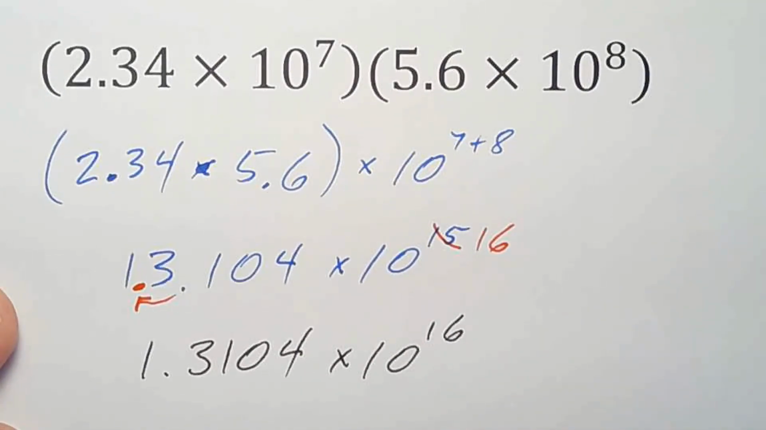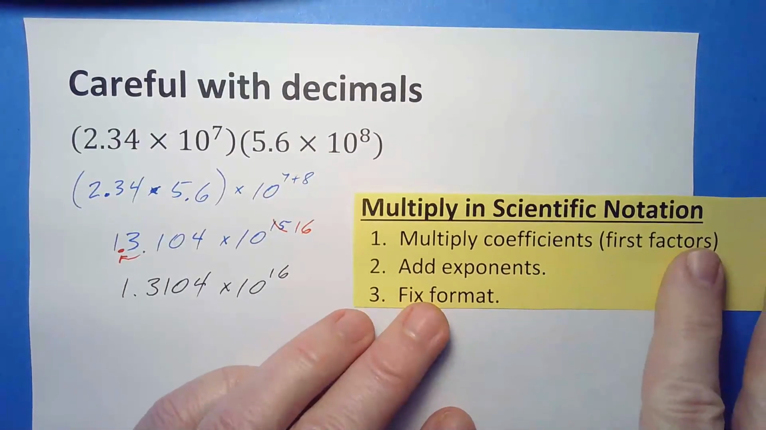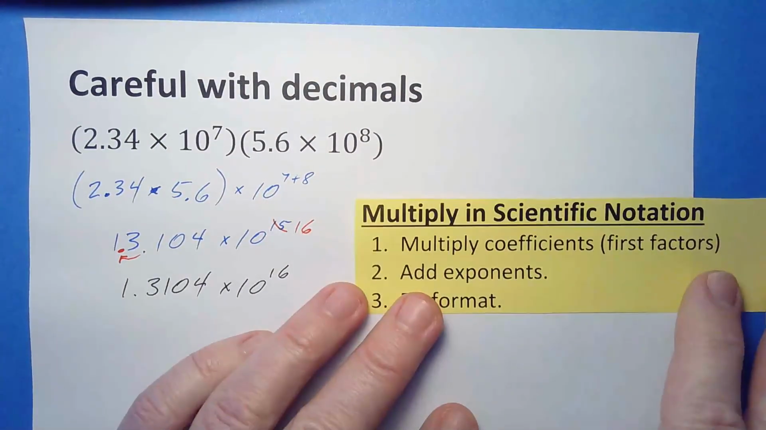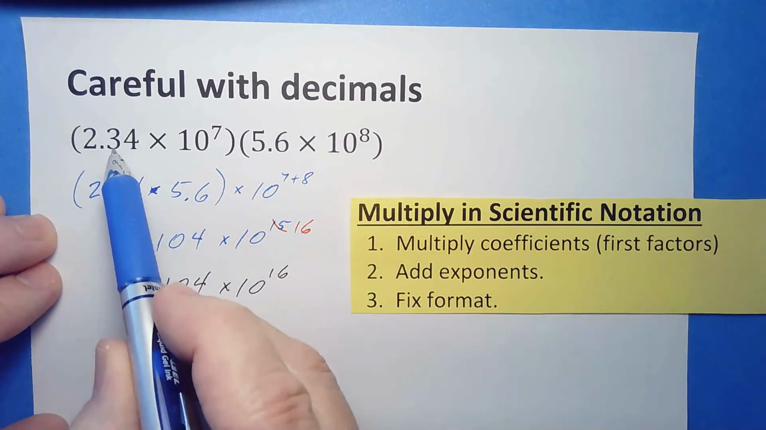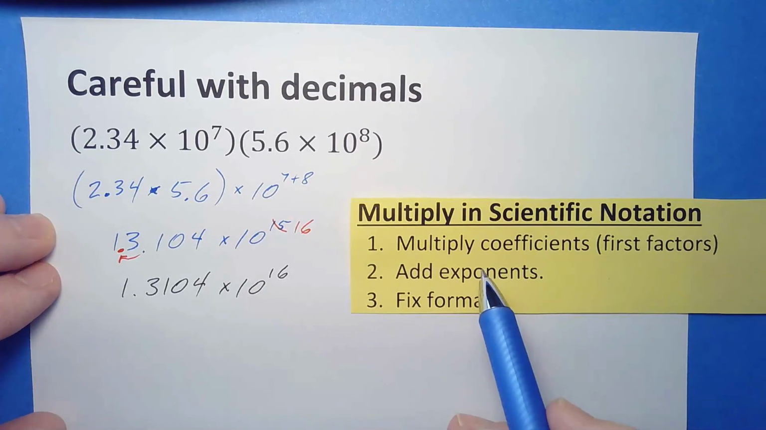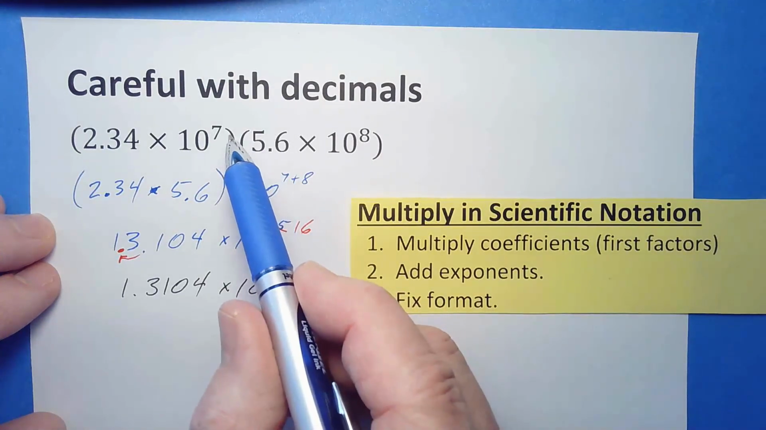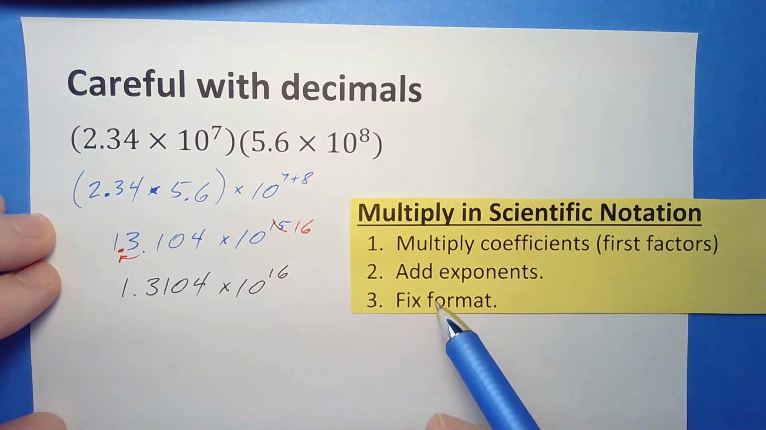All right, and again, let's zoom it out and remind ourselves of what we just did here. The key steps: we multiplied the coefficients, 2.34 times 5.6. We added the exponents, I added 7 and 8, which gave me 15. And then I fixed the format in the end. This would be a really good thing to jot in your notebook.